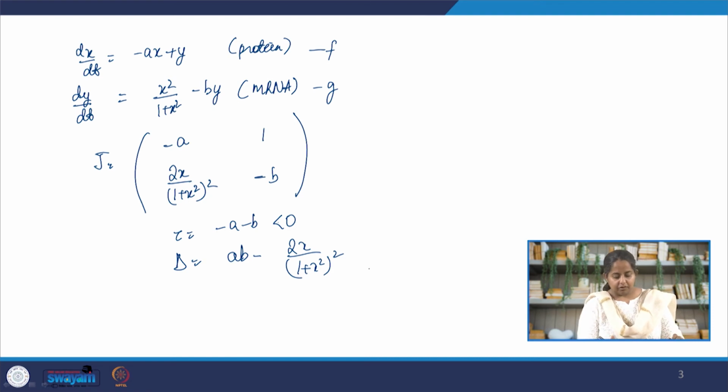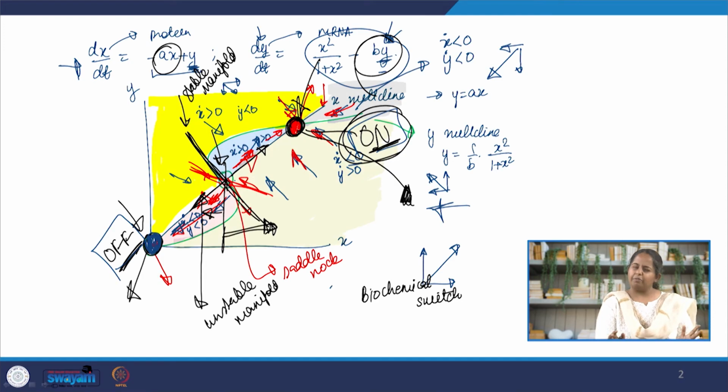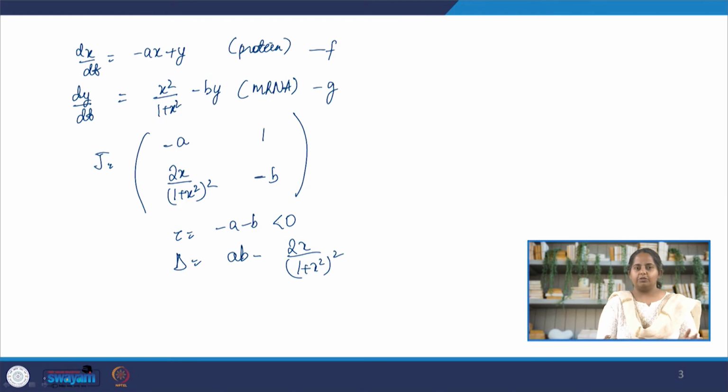Okay, so what we have here is delta is equal to ab minus 2x over (1 plus x square) whole square. Let's investigate the value of delta and what changes it, what will make us a saddle point, because we already have suspicion that the second fixed point probably is a saddle and the third one is stable. So how do we decide which one is saddle, which one is stable? It all will boil down to the value of determinant delta.